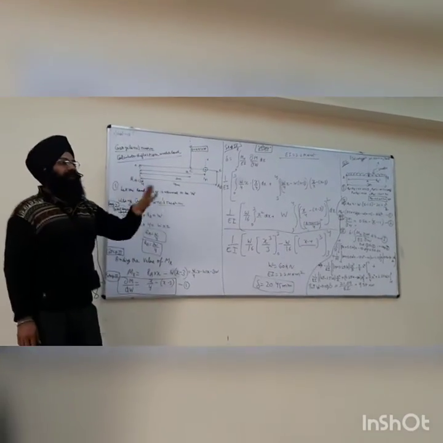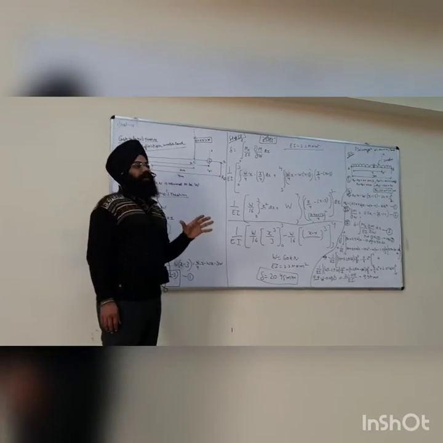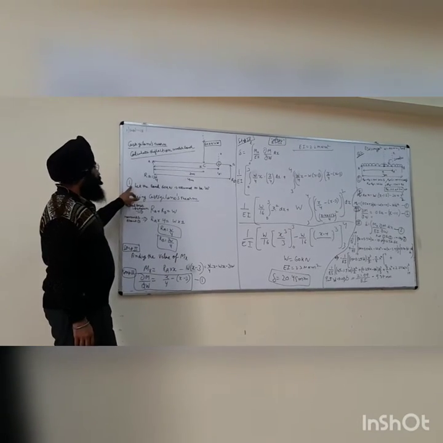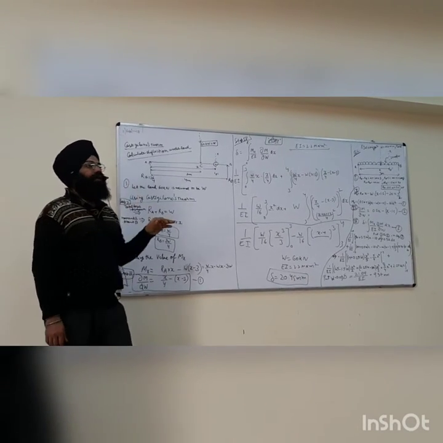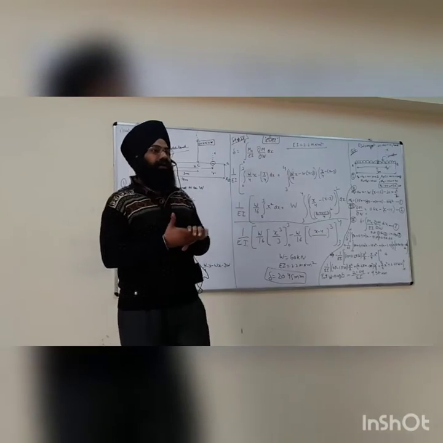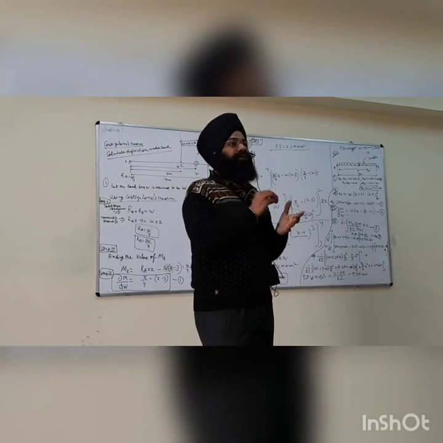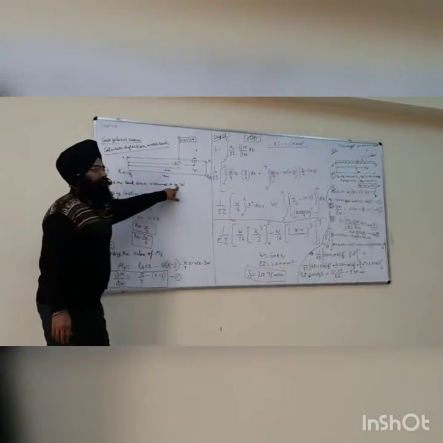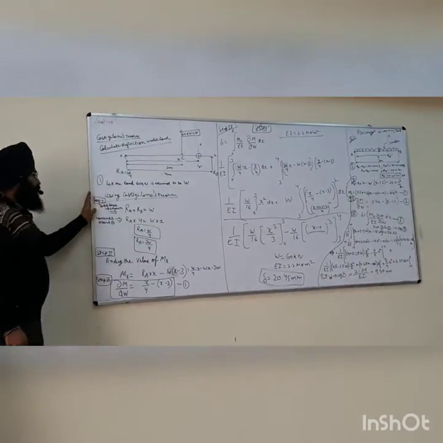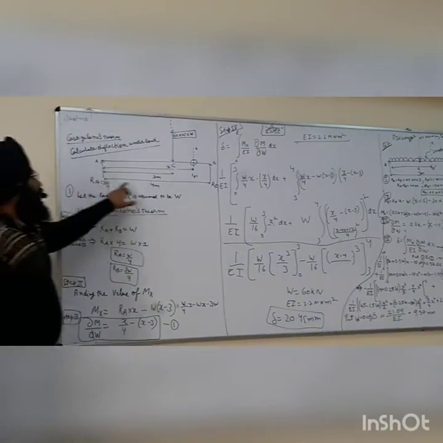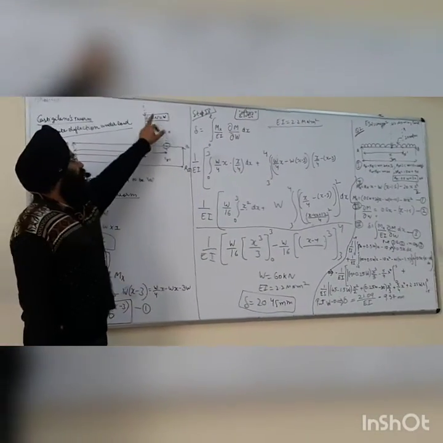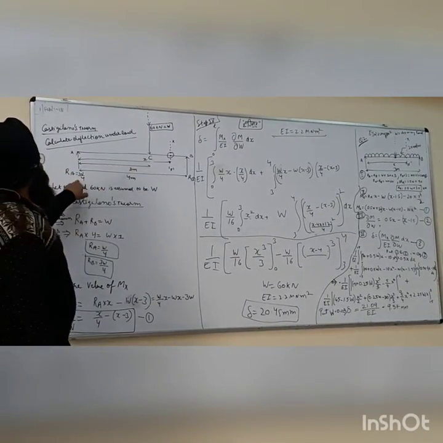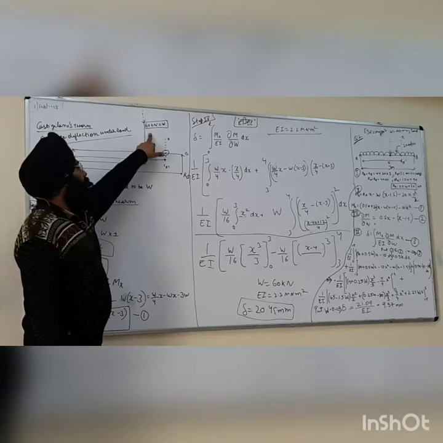Now, we have 5 steps to calculate the deflection using Castigliano theorem. The first step is that you just assume a dummy load, that is W, at the point at which you need to calculate the deflection. So now step 1, calculating the value of RA and RB. We have only one point load, that is W. So RA plus RB is equal to W.